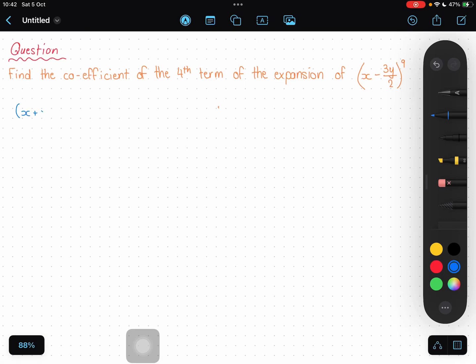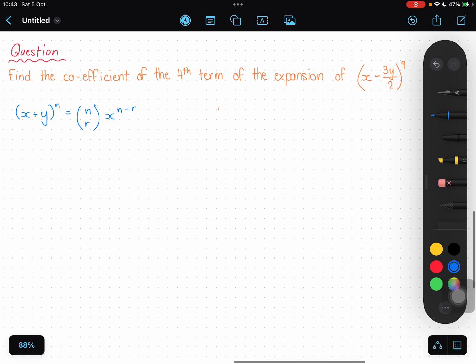Okay, so this question says find the coefficient of the fourth term of the expansion of (x minus 3y over 2) all to the power of 9. Okay, so in our last video, we looked at what that general term is so that I don't have to do out this full binomial expansion, at least up until the fourth term. I can literally fill in a formula nice and quickly to find what that fourth term is.